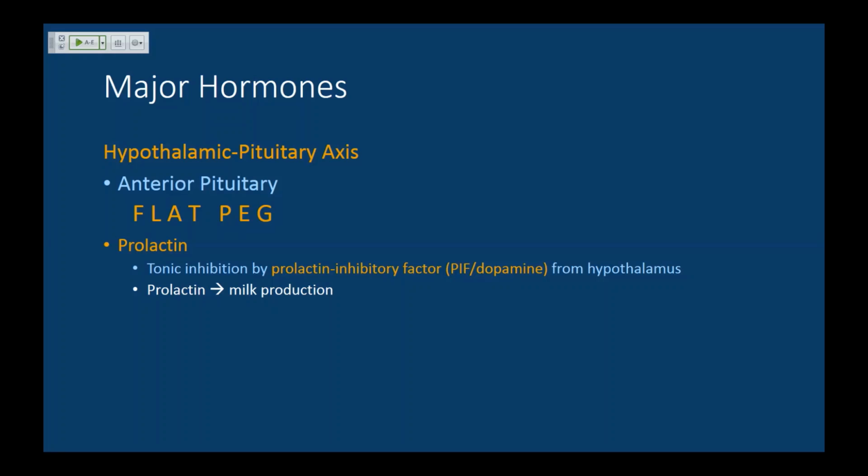One of the really, really important things about prolactin, really high yield for exams, is that it is tonically inhibited by something called prolactin inhibitory factor, which is actually just dopamine from the hypothalamus. Tonic in this sense basically just means constant. So it's constantly inhibited by dopamine. We talked about other hormones that are stimulated by the hypothalamus, but this is a little different in that without any stimulation from the hypothalamus, it will functionally produce prolactin. It doesn't do that all the time because it's always under inhibitory control from dopamine, which is known as prolactin inhibitory factor.